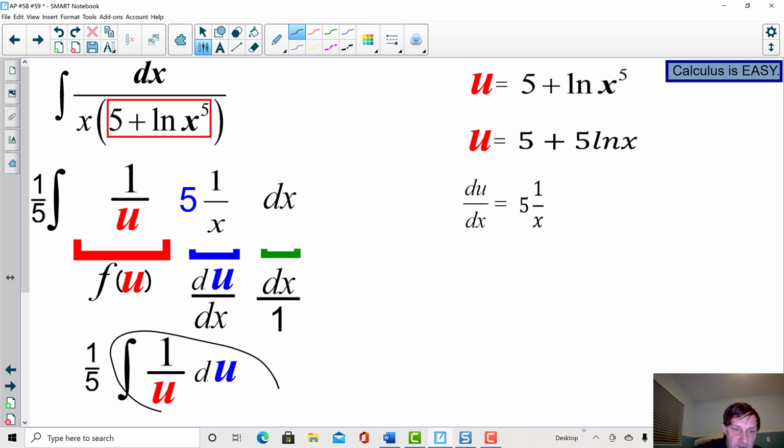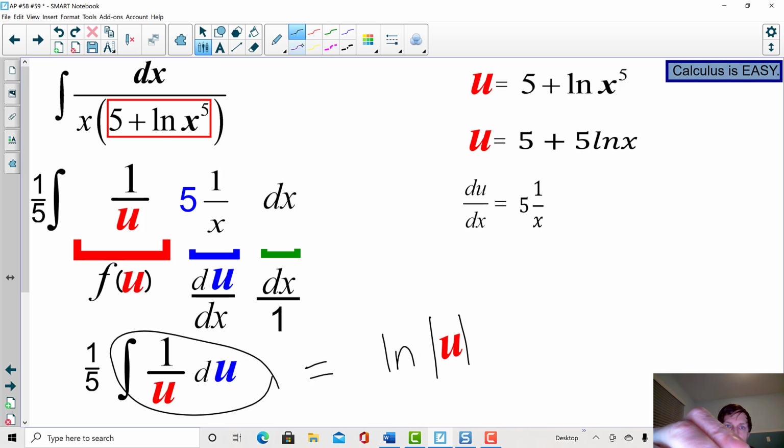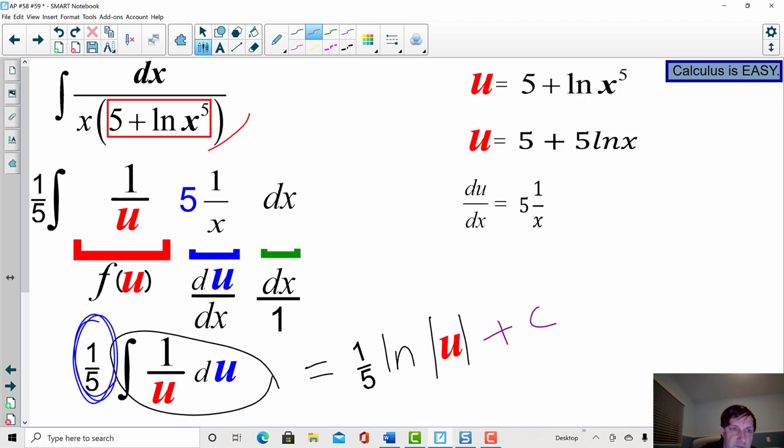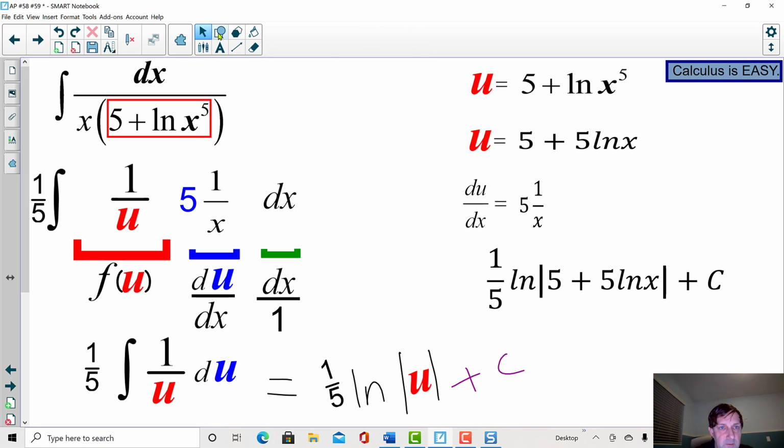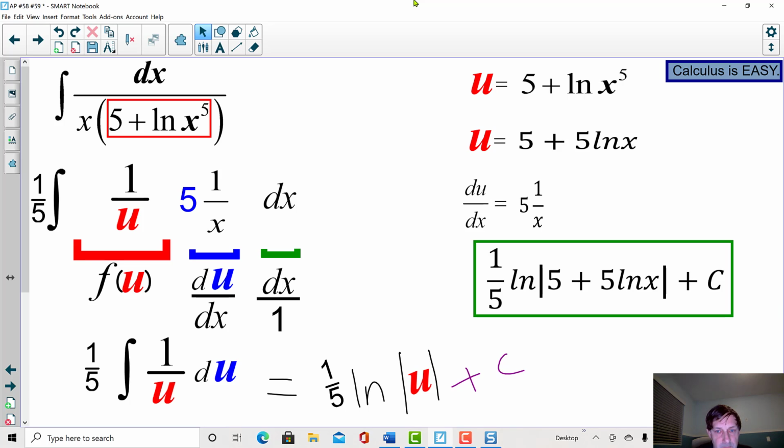So I can cancel the dx's, and I'm just left with a du. Okay, this is actually an easy integral to do. It's just going to be ln of absolute value of u. Don't forget your plus c. And don't forget this constant out in front, the 1/5. And our original integral was a function of x, so we can't leave this u here. We're going to have to trade our u for 5 plus 5 ln of x. And that's our final answer. Let's put a box around it, and that's it.